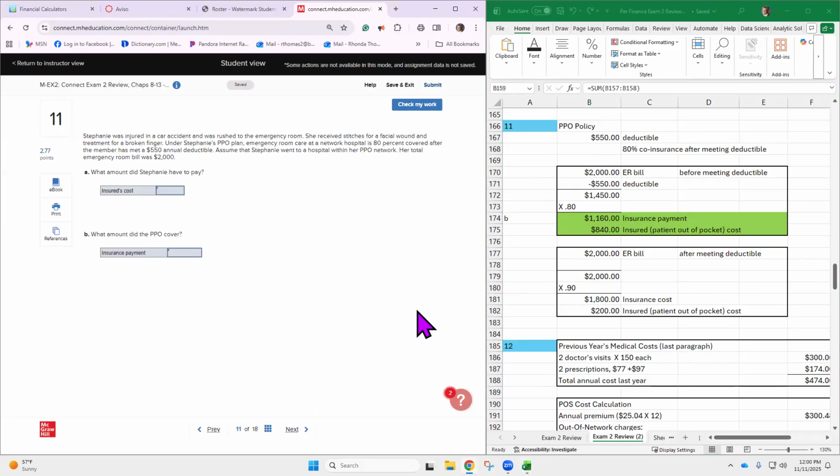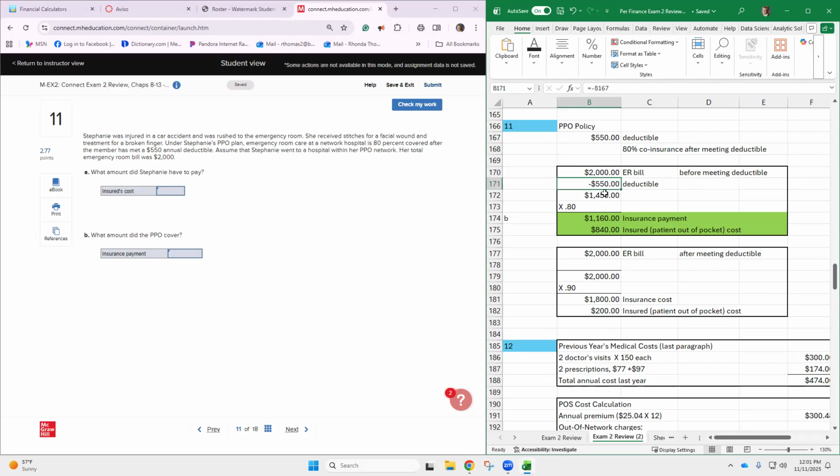Stephanie was injured in a car accident and rushed to the emergency room. Her plan has a network hospital, so she's going to a hospital in the network. Anytime you can do that, it's better. They'll pay more. So what is the deductible? The deductible is $550. What happens after the deductible? The policy pays 80% once the deductible has been met. Our ER bill is $2,000.